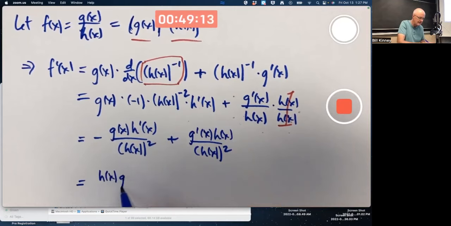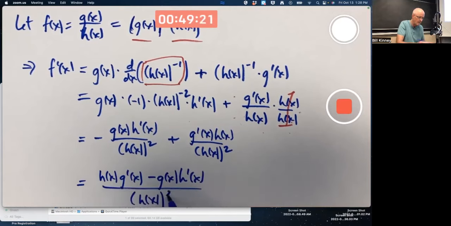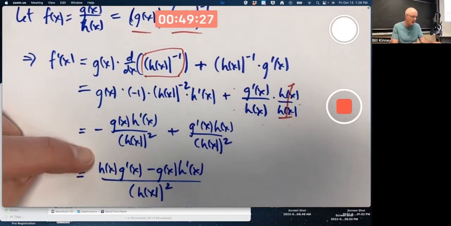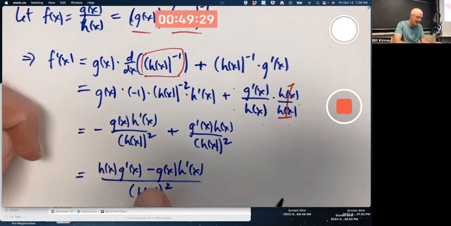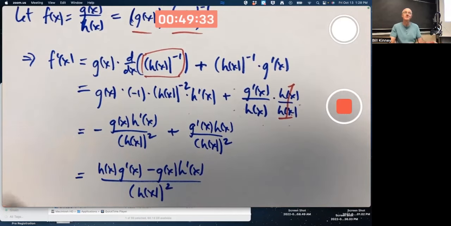Low d high minus high d low over the square of what's below. G is the high function, h is the low function. Low d high minus high d low over the square of what's below. I think that's pretty cool. Fun to use the product rule and chain rule to derive the quotient rule.